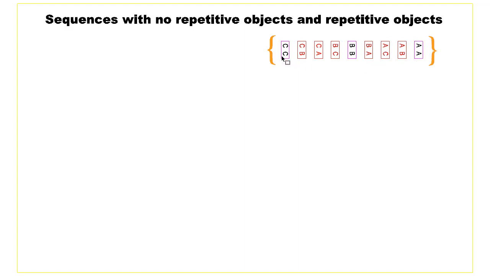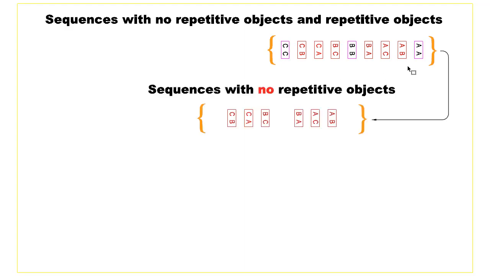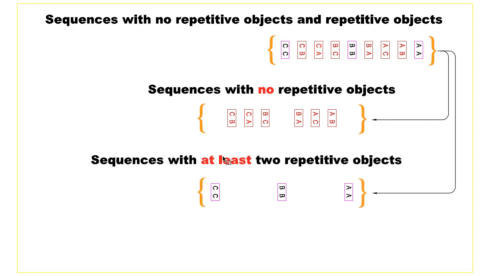So these sequences are divided into 2 portions or 2 subgroups. The first one, sequences without repetitive objects, such as CB and CA and AC. And the other portion of the sequences, or the other subgroup, are sequences that have repeated objects such as CC, BB, and AA. So now we have the first group of sequences with no repetitive object, and the second group of sequences with at least 2 repetitive objects here.